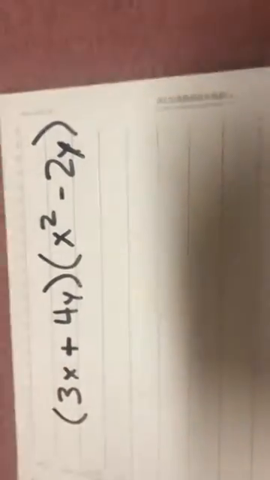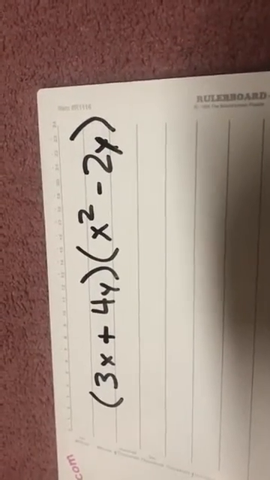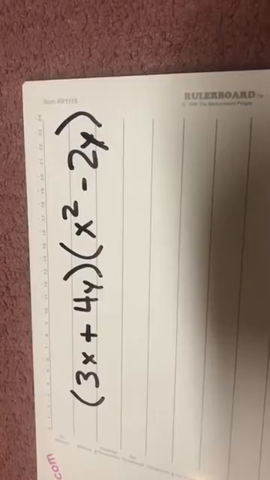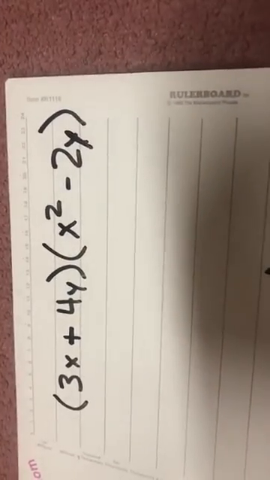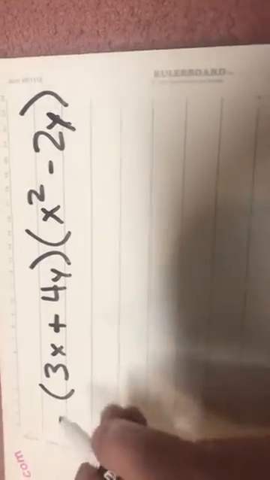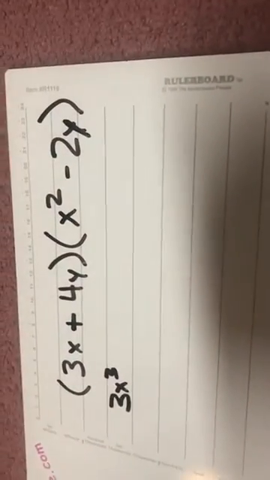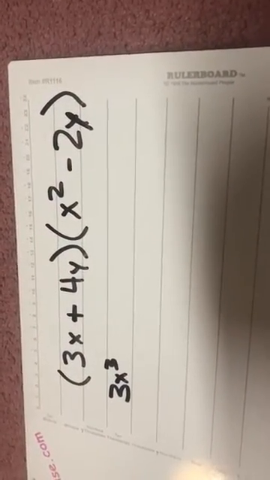Let's look at one more example just to make sure we're comfortable. And we have this one here. We're going to go ahead and make that a plus. 3x plus 4y being multiplied by x squared minus 2y. So if I go to the FOIL method, F is for first. 3x times x to the power of 2 gives me 3x to the power of 3. Remember, when you multiply exponents that have the same base number, you can simply add them. There's a 1 there, there's a 2 there, 1 plus 2 is 3.